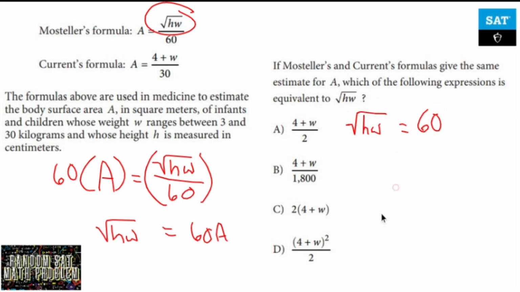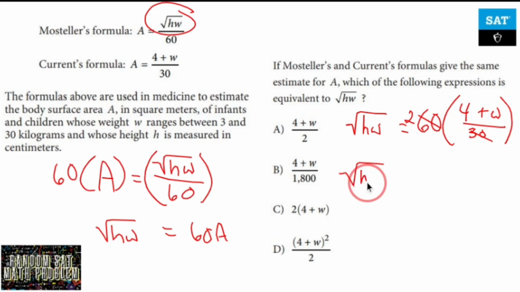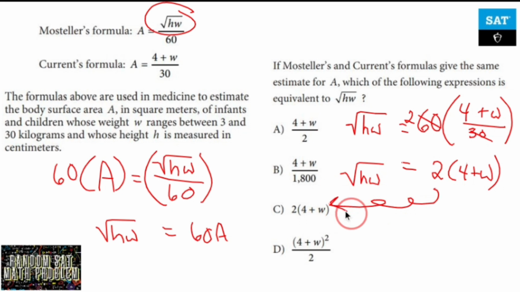times A. A is 4 plus W over 30. Okay, these cancel out and you become a 2 because 60 over 30 is 2. So the square root of HW is the same as 2 times (4 plus W). So that led me to a correct answer, which is C.